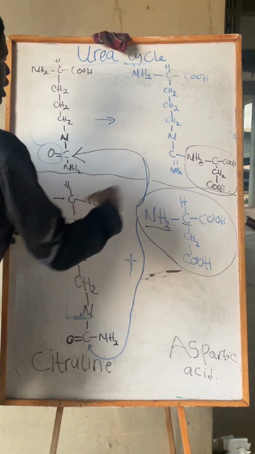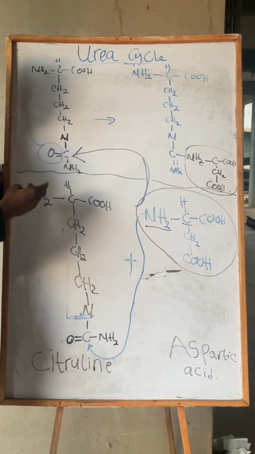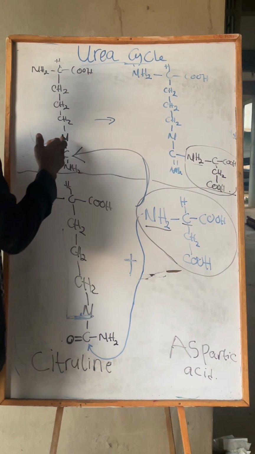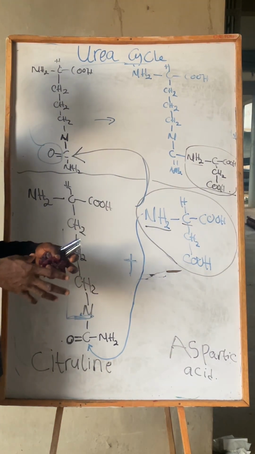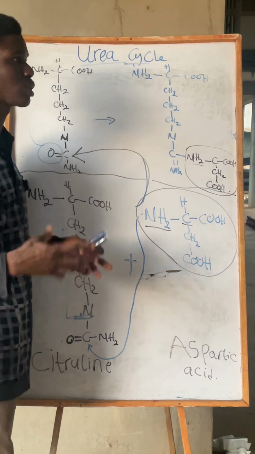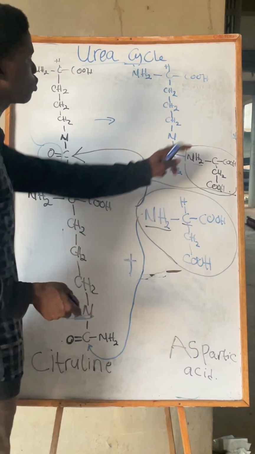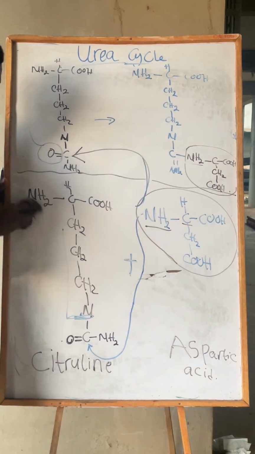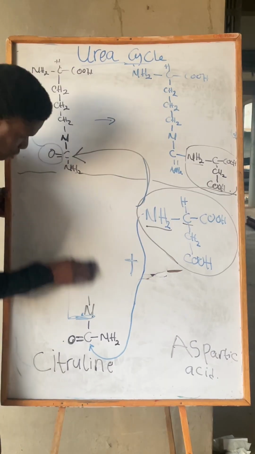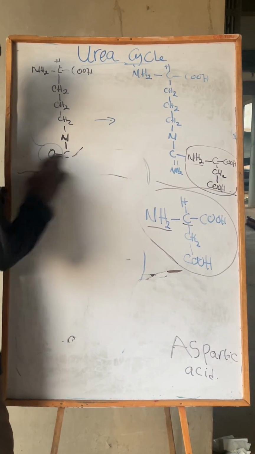Now you're looking at this structure. What do you see? The reaction between citrulline and aspartic acid gives us what we know as argininosuccinate. Now the question is: why do you think this guy is called argininosuccinate? Why do we name it argininosuccinate? Now I'm going to show you. Let me just clean this. I hope you understand what we are doing.